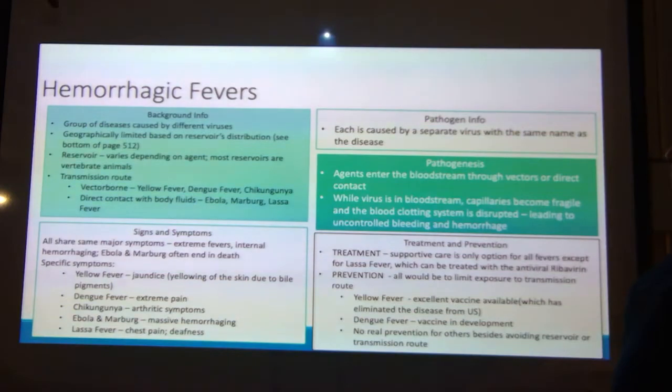Prevention: all preventions would be limited exposure to the transmission route. With yellow fever, there is an actual effective, very good vaccine available, and because of that, the disease has been eliminated in the United States. Not all over the world, but in the United States. Dengue fever, there is a vaccine in development, but for the others, avoiding the reservoir or the transmission route is pretty much the only prevention you have.